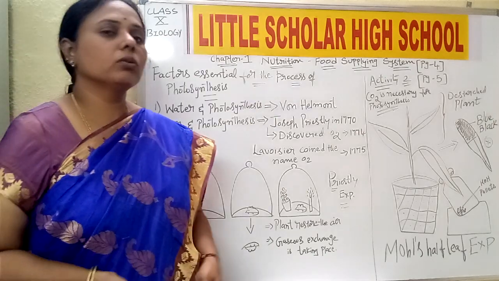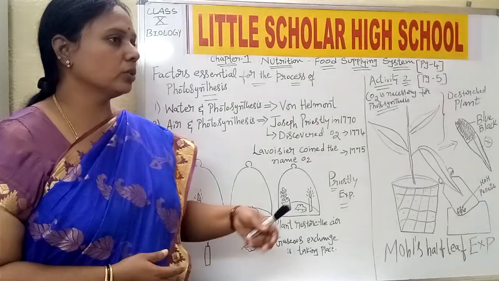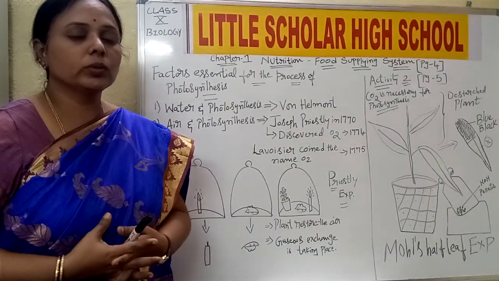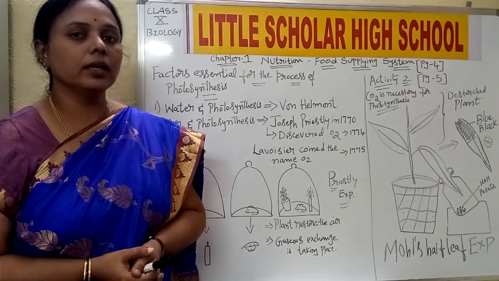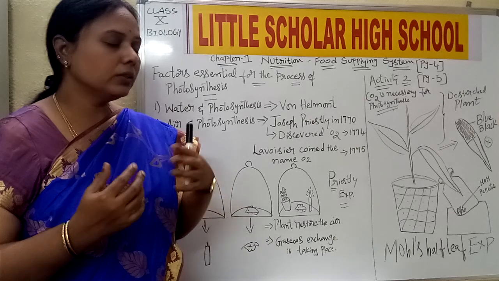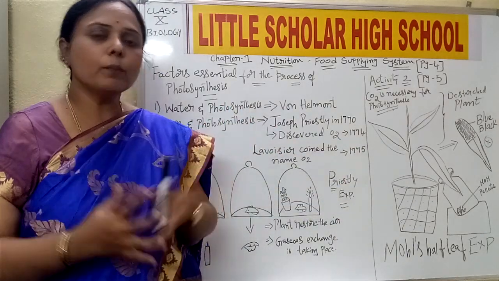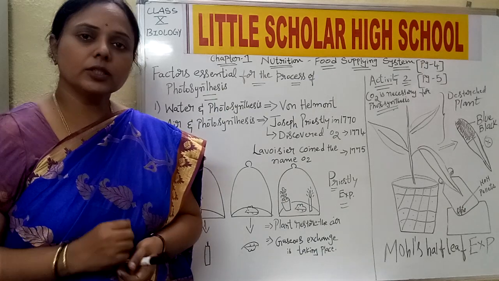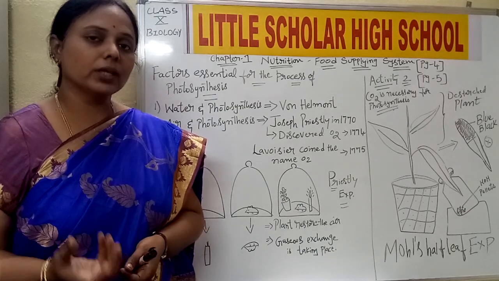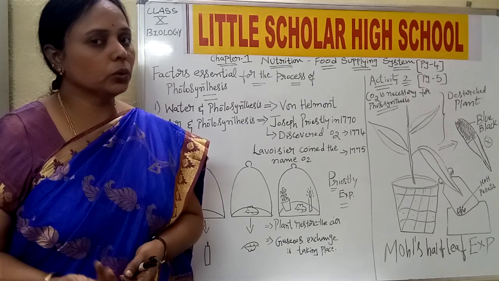Now we shall move on to the next activity, which is given in your textbook on page number 5. And this experiment is to prove that carbon dioxide plays a major role in the process of photosynthesis. Now, to conduct this experiment, first a healthy potted plant is taken, and this potted plant is kept in the dark for 2 to 3 days.